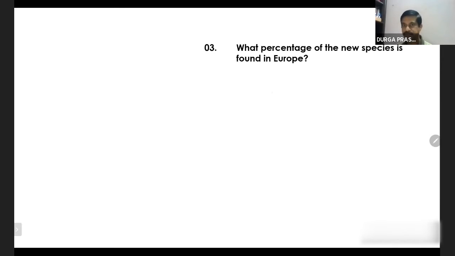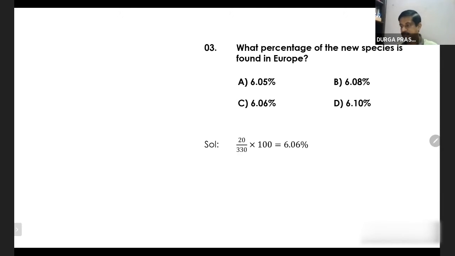Third, what percentage of new species is found in Europe? Europe's should be 20 divided by the total. We got it as 330 just before, times 100. That is 6.06. That is option C. Okay, children, so please go fast.